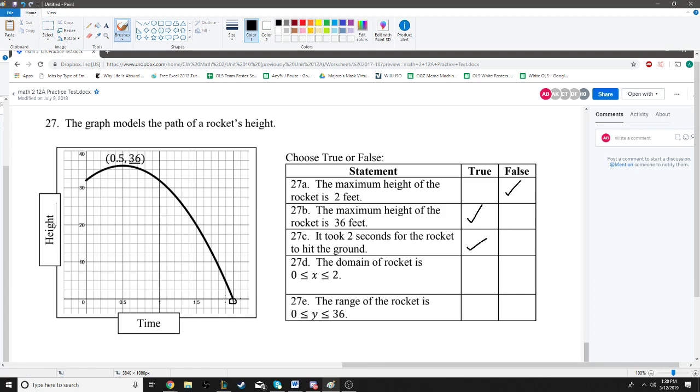The domain of the rocket is everywhere between 0 and 2. That is true. And the range of the rocket is everywhere between 0 and 36. True.